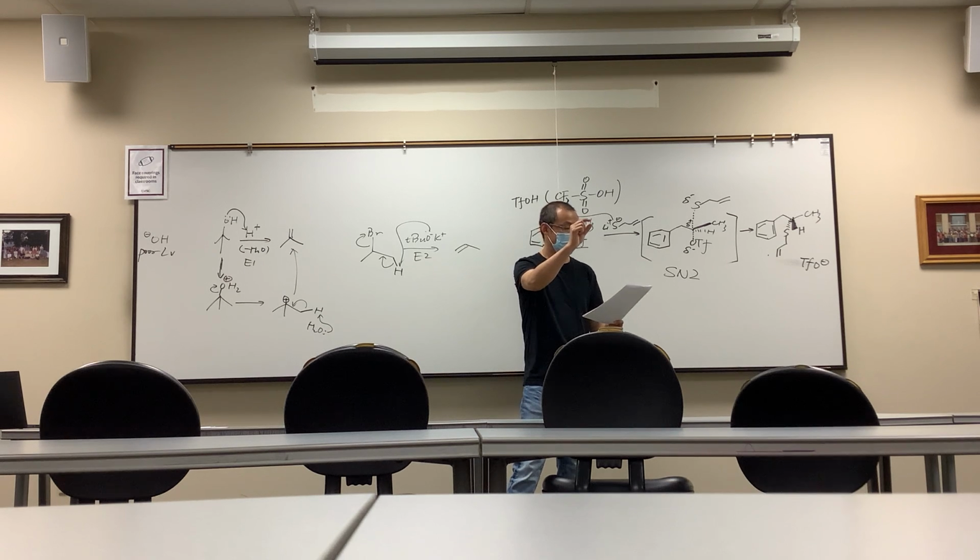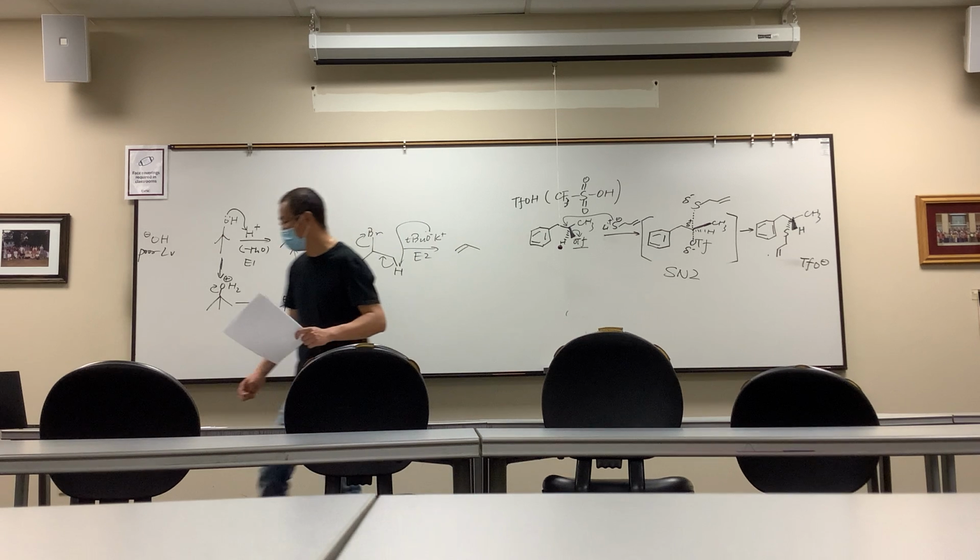Primary means what? Good for SN2. Do we have a strong nucleophile? Yes. So SN2 and E2. Why E2? Because we have a strong base. And we said earlier, all things being equal, choose the one higher up on the list.